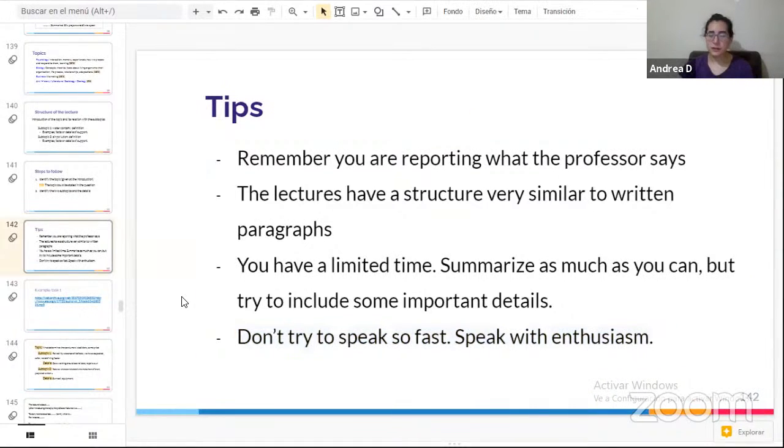Okay, so those are some tips. So I don't know if you guys have any questions so far so that we can move on to the example. Do you? Okay.